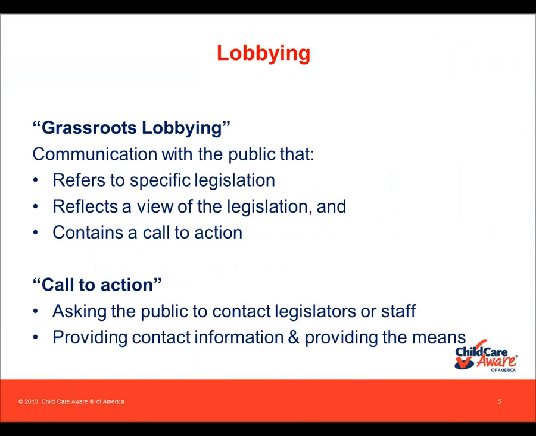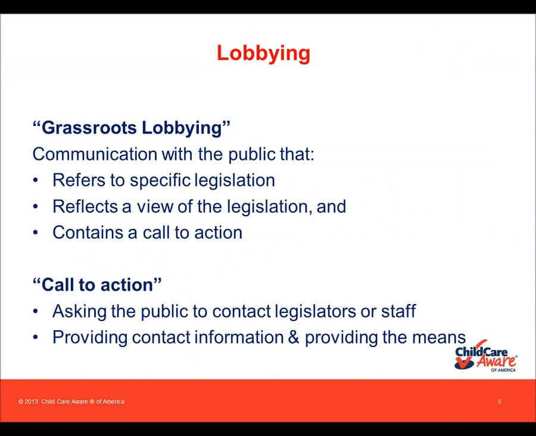Grassroots lobbying typically contains a call to action. So the difference, again, between grassroots and direct lobbying is you meeting directly with a legislator or staff. Grassroots is drumming up support from citizens, from the general public, that refers to specific legislation and typically contains a call to action, asking them to do something. Please write your senator. Please write your state legislator, and providing them the contact information, etc. That's what a call to action is.